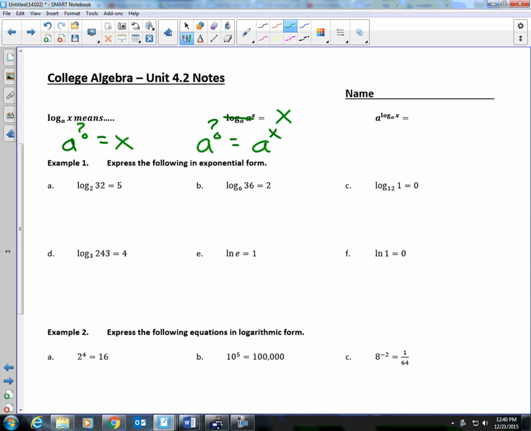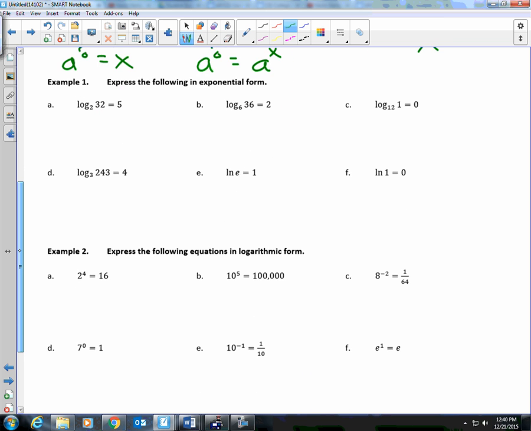Similarly, a to the log base a, those are inverses as well. They cancel each other out and leave you with x. It is these three properties of logarithms that we will use over the course of the next couple weeks here. So express the following in exponential form.